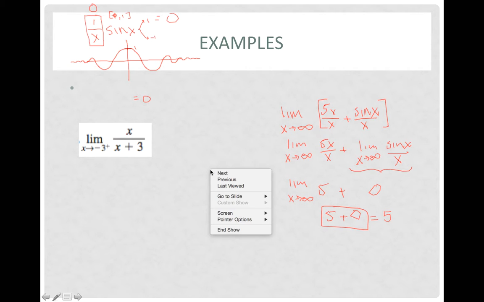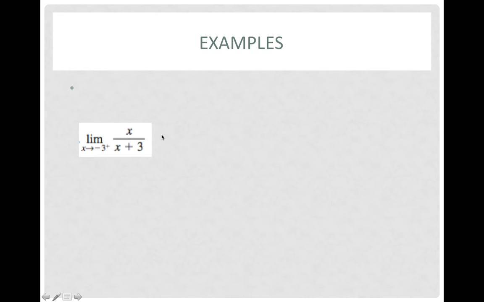But we do have another problem here. If we want to go to negative 3 as we approach from the right-hand side of this particular function. So now we're not approaching infinity, but my guess is the answer is going to be one of the two infinities.